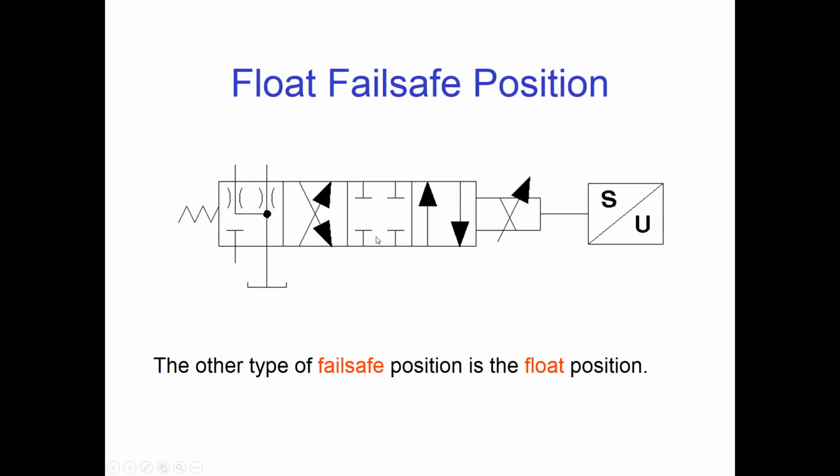Now that fail-safe position doesn't have to be a closed position. It can be a position like this. You see that it connects these A and B ports here, connecting those to tank, and it blocks the pressure port here. This is called the float fail-safe position. We'll use this when we're using the valve as a pilot valve for a 2-stage proportional valve.